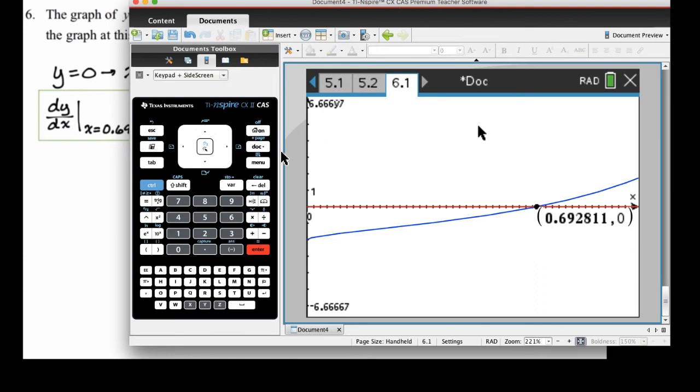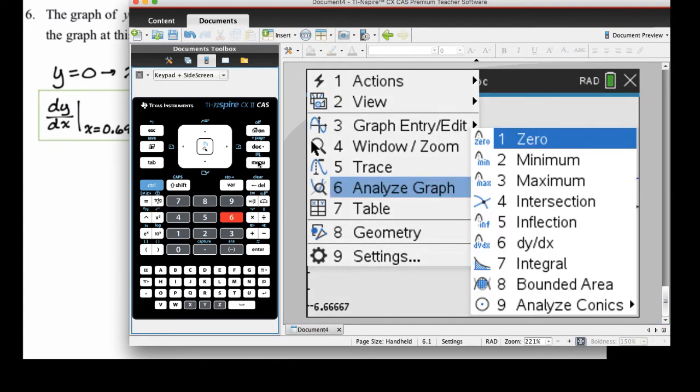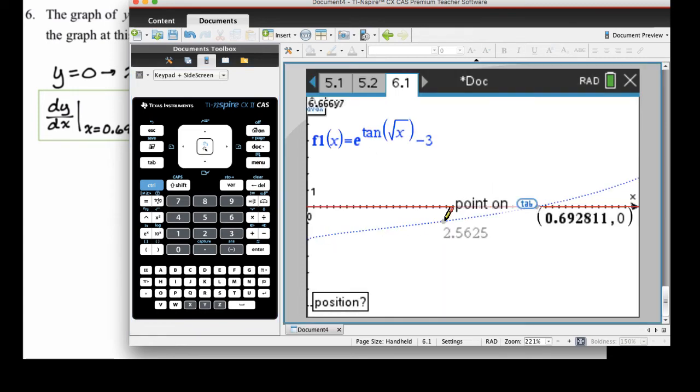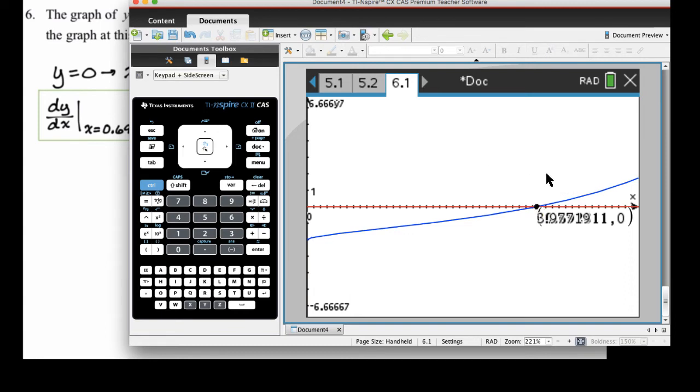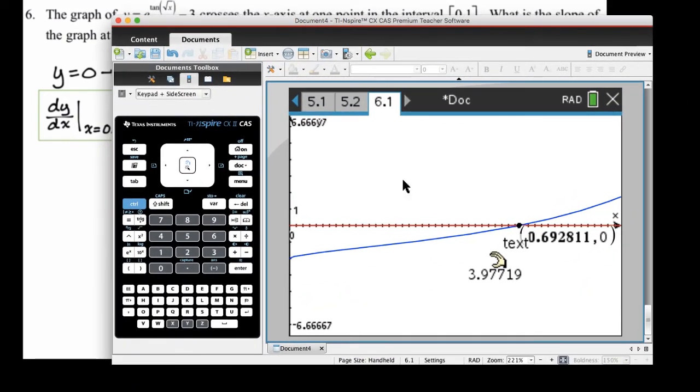I'm going to show you two ways to do this. We're on the graph page. I could do menu 6. Option 6 is dy/dx. Choose a graph, so click on this one. Choose a point. See how it says point on? When you get to the actual point, it says point. So I'm going to click that, and as soon as I click that, a number pops up right on top of the other. So I get 0.3977, which is what I got.